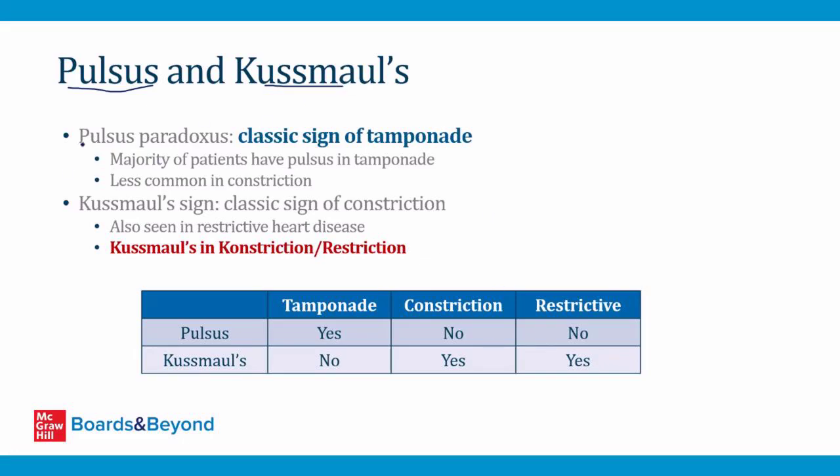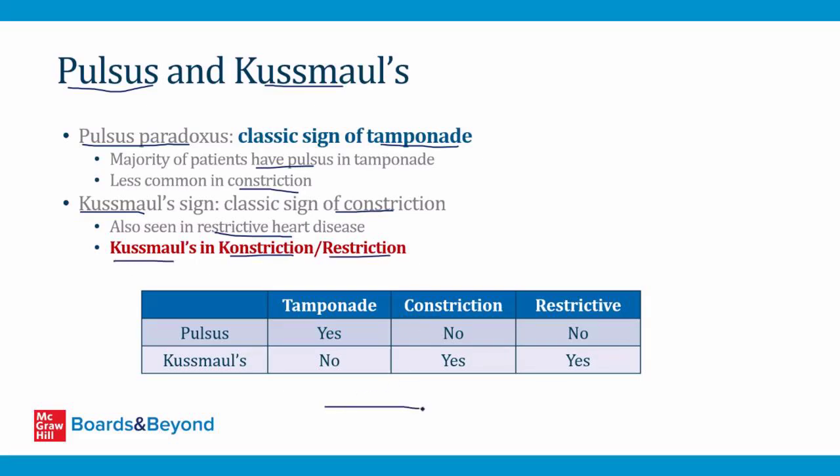So you want to remember that pulsus paradoxus is a classic sign of tamponade. The majority of patients with tamponade will have a pulsus, whereas it's much less common in patients who have constrictive pericarditis. Kussmaul's sign, on the other hand, is a classic sign of constriction. It's also seen in restrictive heart disease, and some people remember the mnemonic Kussmaul's in constriction restriction.